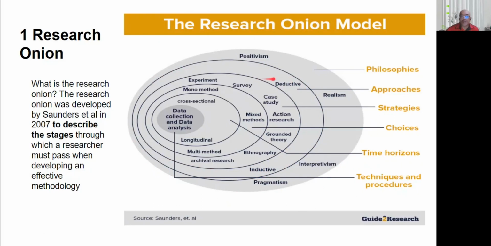Okay, now we go to the third layer. Third layer, yes, the third layer is the research strategies or research designs. In here, we have quantitative designs. Have a look at here. We have experiments, that's quantitative. We have survey, that's quantitative mainly.